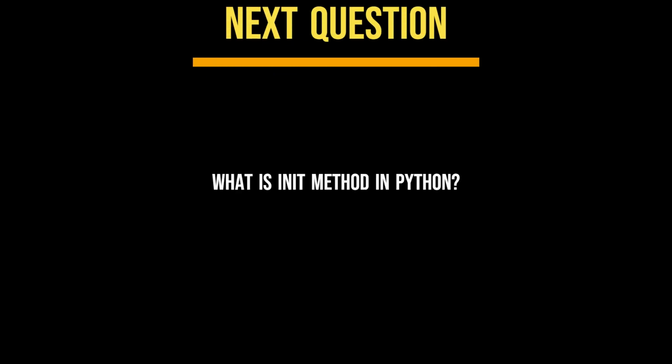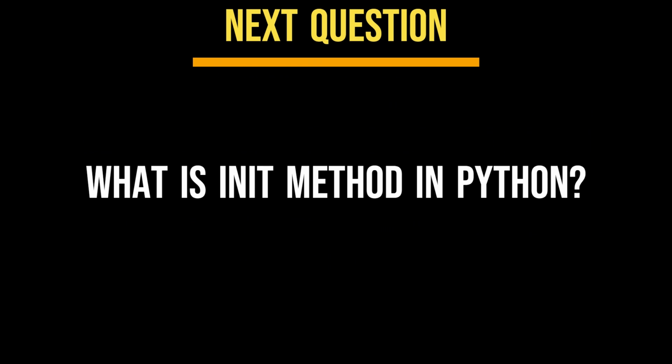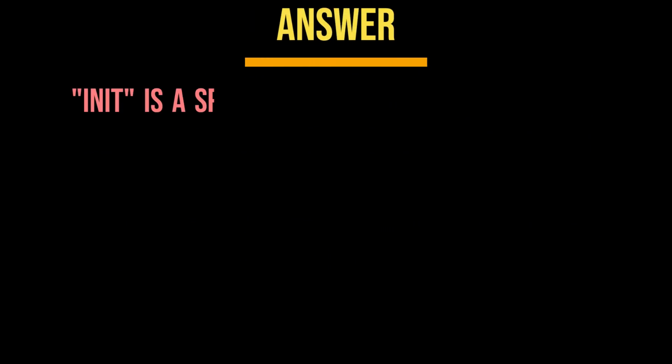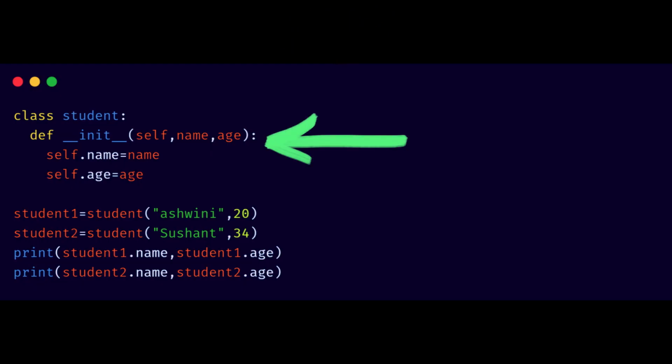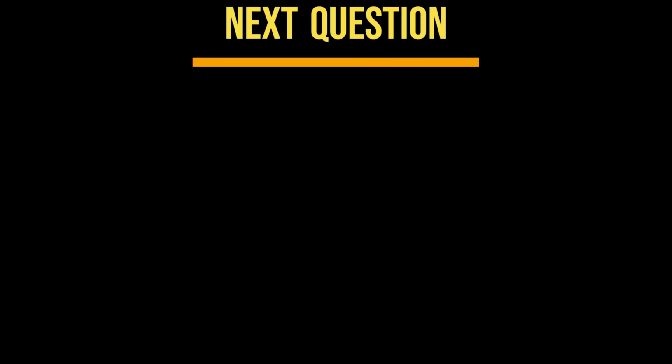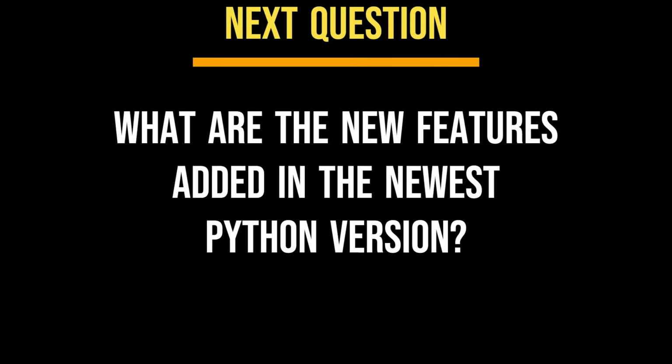Next question, what is init method in Python? Init is a special method in Python classes, also known as a constructor. It is automatically called when an object of the class is created, and it is used to initialize the attributes of the class.